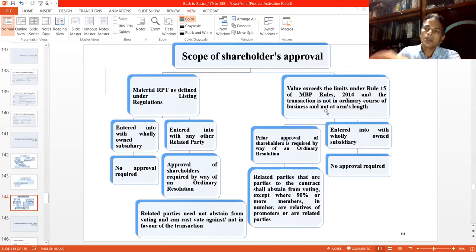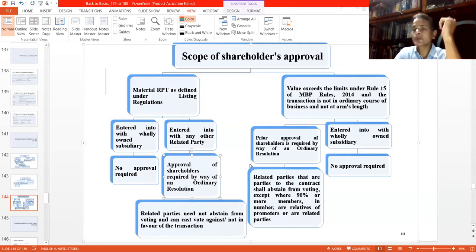In case of listed companies, what is the rule there? The approval of shareholders is required even in case of ordinary course of business transactions. Even if the transaction is ordinary course of business or arm's length, the approval from shareholders will be required, except in case of transactions with wholly owned subsidiaries. And there the requirement for approval comes if the transaction is crossing the limit of 10% of consolidated turnover.